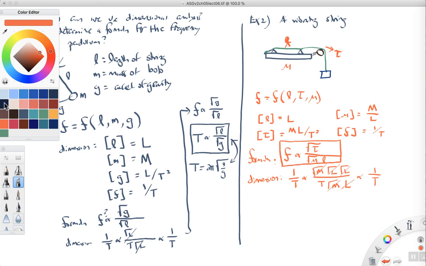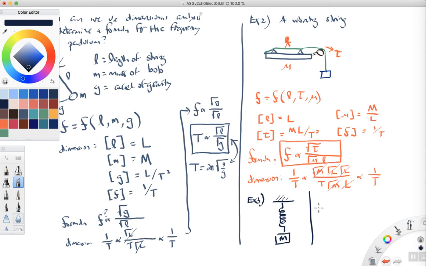Let me just point you to a couple of other problems. I think I assigned some homework problems. There's another one, example 3, where you're trying to find the frequency of vibration of a mass spring system. So imagine a spring with a mass hanging on the end, and you pull it down and it springs up and down. What is the vibrational frequency of that system?